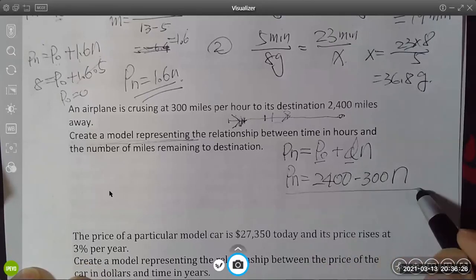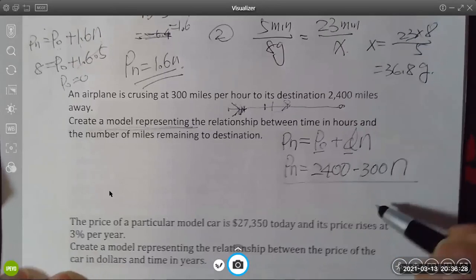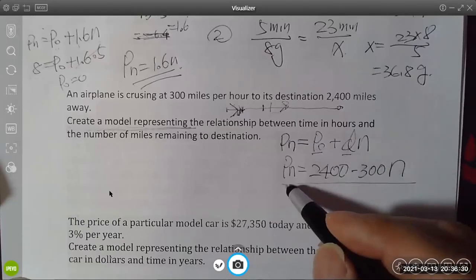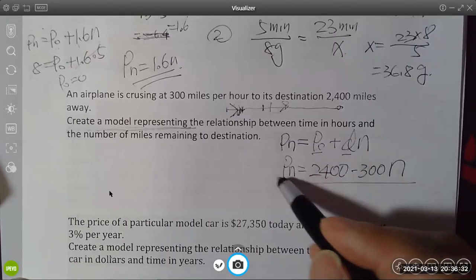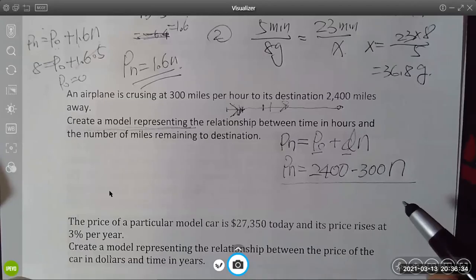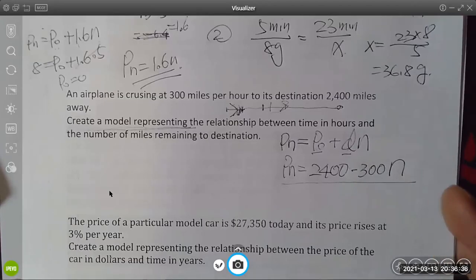And this is called the model. For a model, you have to have input on the right-hand side and output on the left-hand side. You cannot have a number in here and call it a model. Input, output, that's a model.